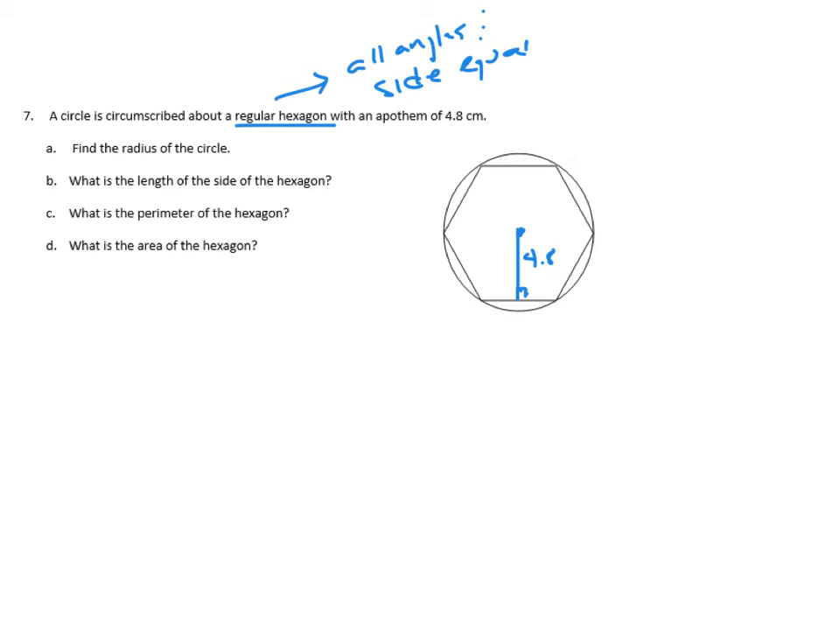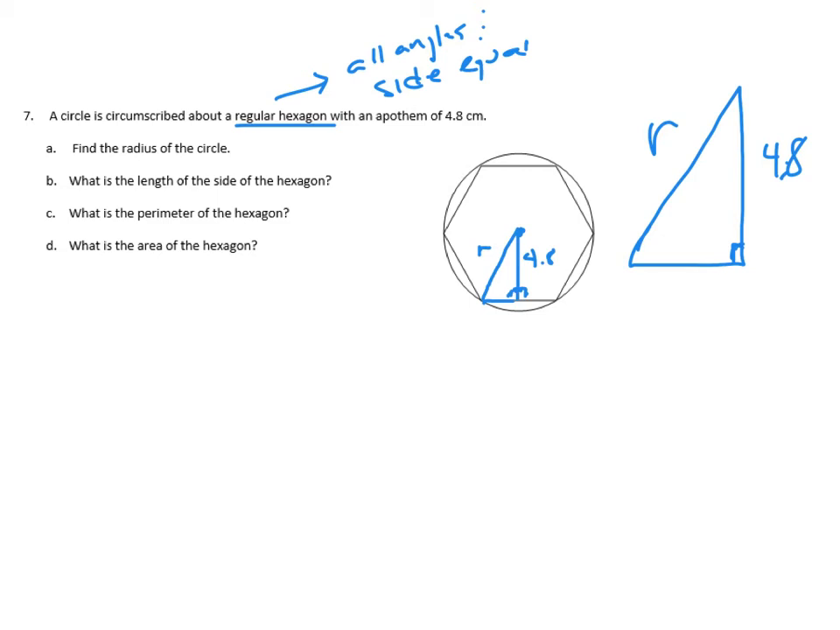Well, the radius of the circle is measured from the center out to any vertex of the hexagon. That's my radius. And if you look closely, I drew the radius there. There's a lot of places I could draw the radius, but I drew it there. Why? Well, because I get a little right triangle. So off to the side, I'm going to make my right triangle a little bit bigger so I can see it here. So there's the radius on the hypotenuse, 4.8 along this side here, right angle at the bottom.